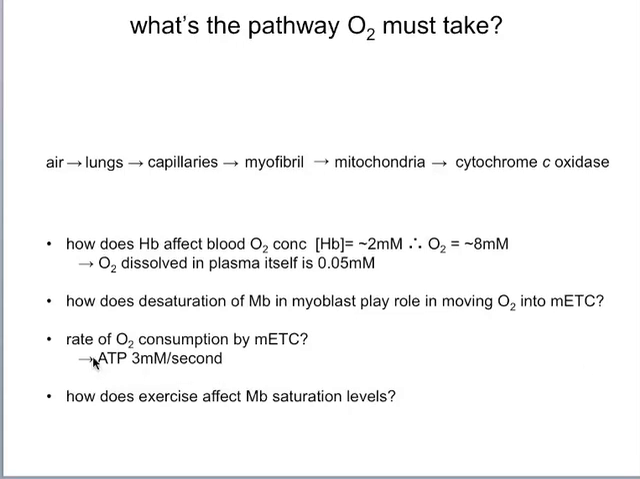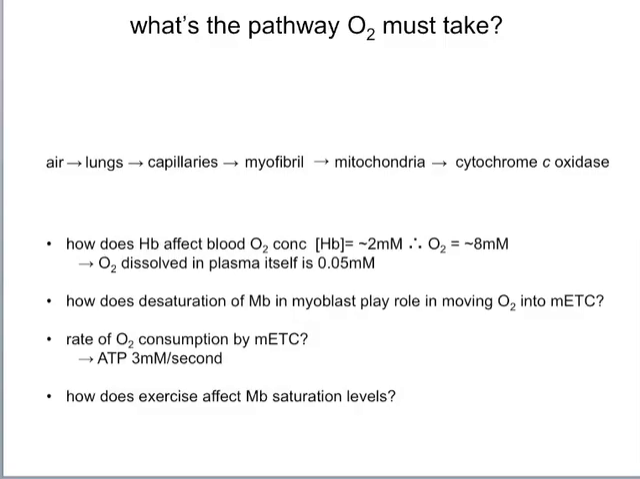The only thing I will say is that consumption of ATP during exercise, right? That's the point of mitochondrial electron transport, to replenish our ATP. So you can imagine that if this is the rate we're consuming ATP, 3 millimolar per second, remembering what our oxygen concentration is, how we're going to replenish that ATP is the point of the electron transport chain. The question is, how does exercise affect myoglobin saturation levels? Realizing that in order to replenish that ATP, we've got to take oxygen off the myoglobin and feed it to the mitochondria. So that's the story that I want us to think about.